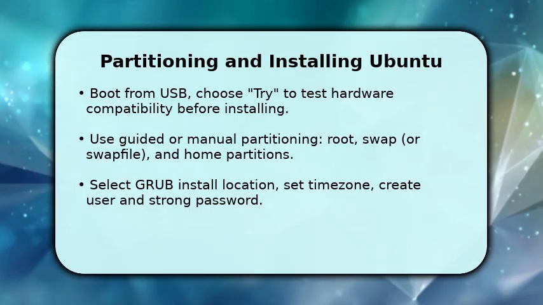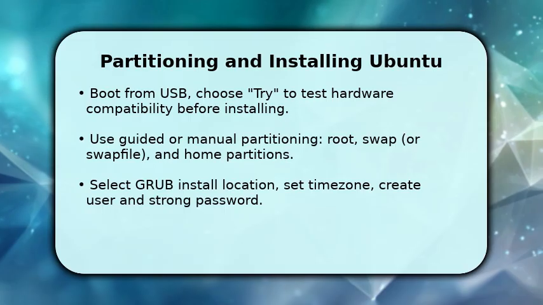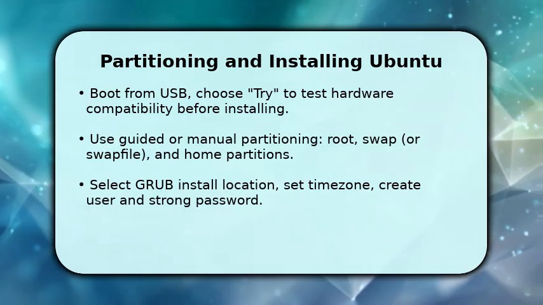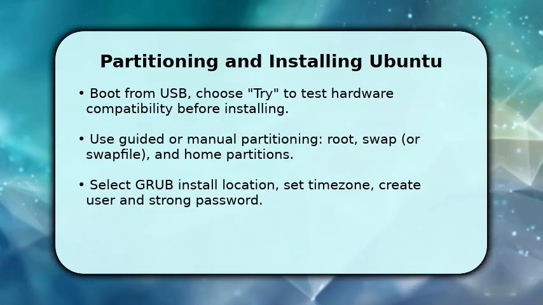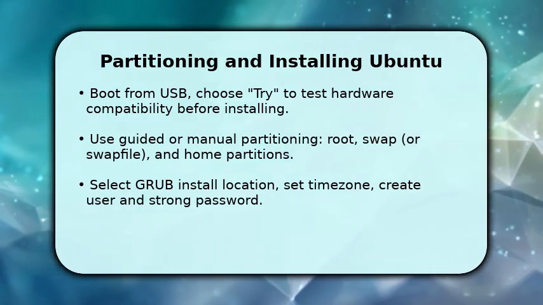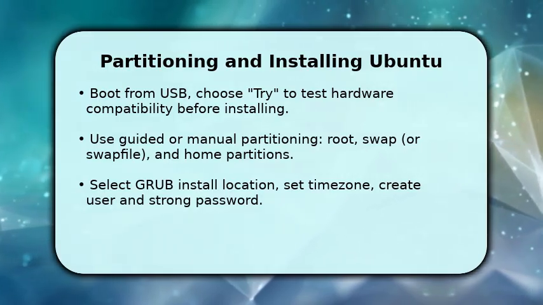Boot the PC from your USB installer and choose Try Ubuntu to confirm hardware works, including Wi-Fi and graphics. When satisfied, launch Install Ubuntu. Pick language and keyboard layout, then proceed to partitioning. For most people, guided install is fine, but for custom setups, choose manual.